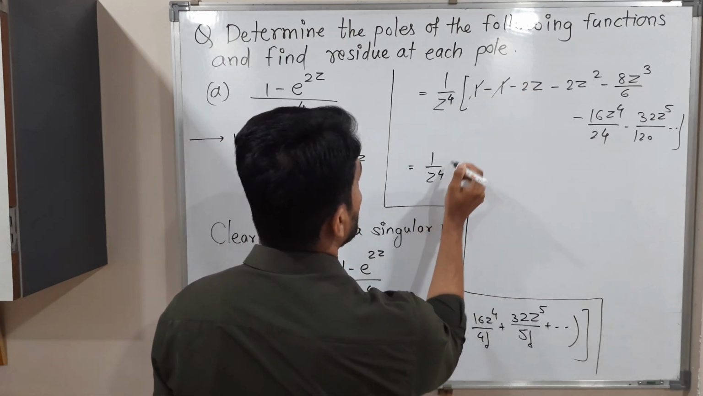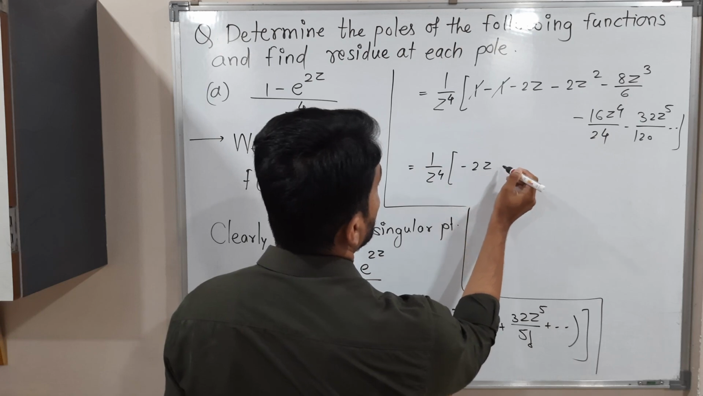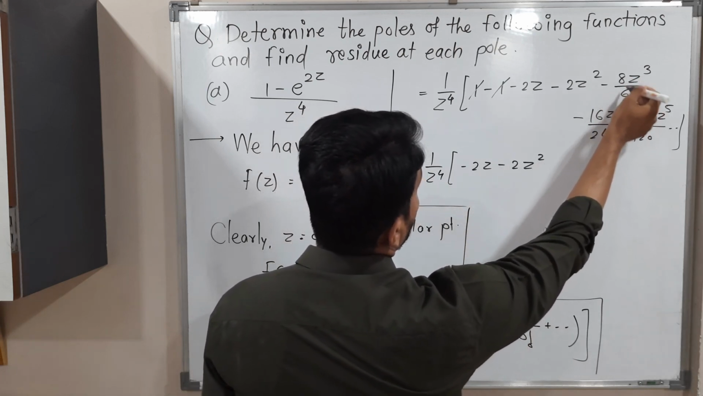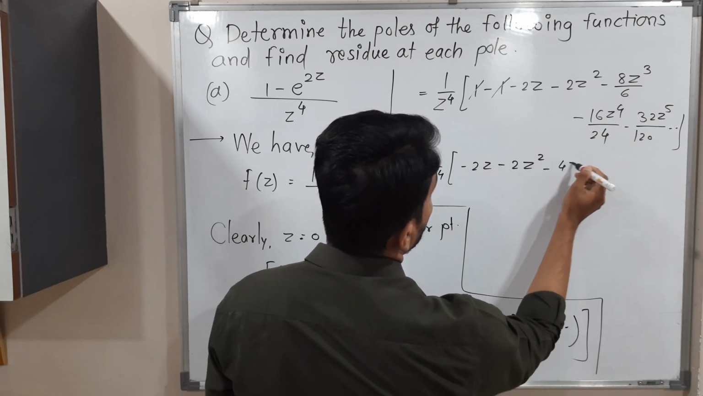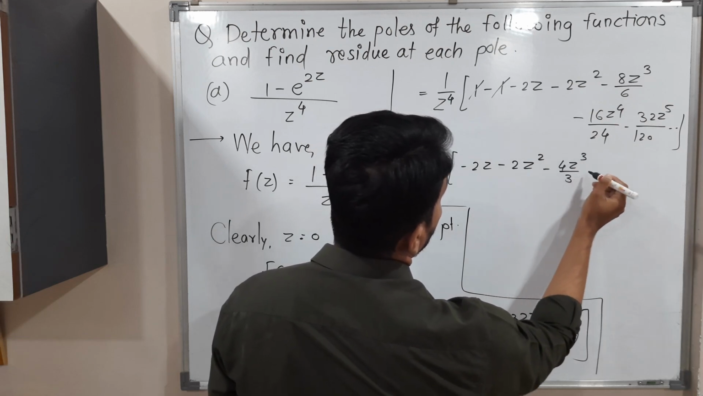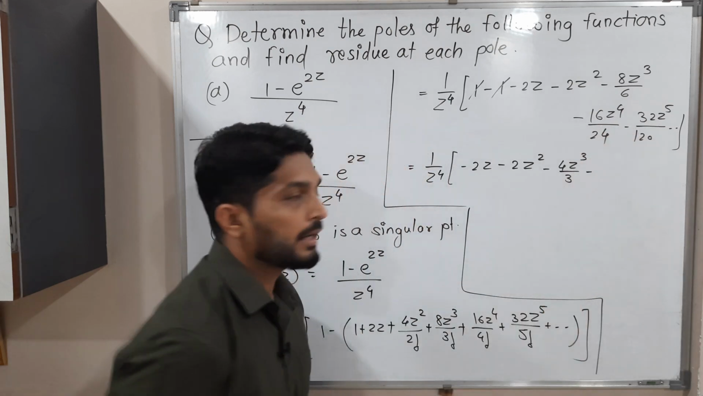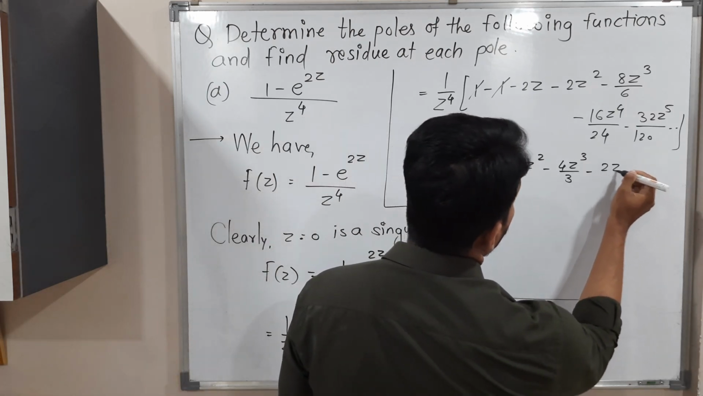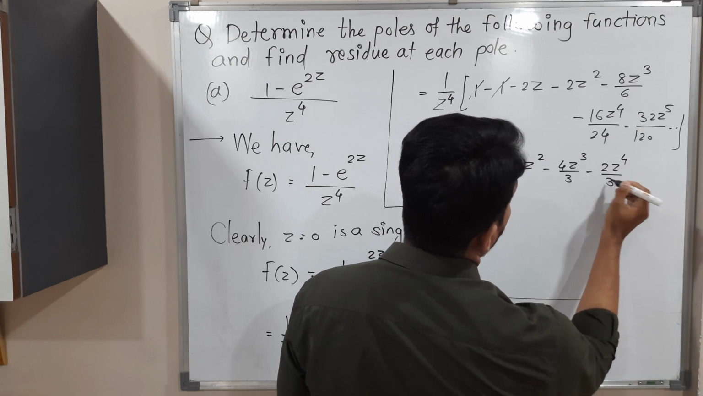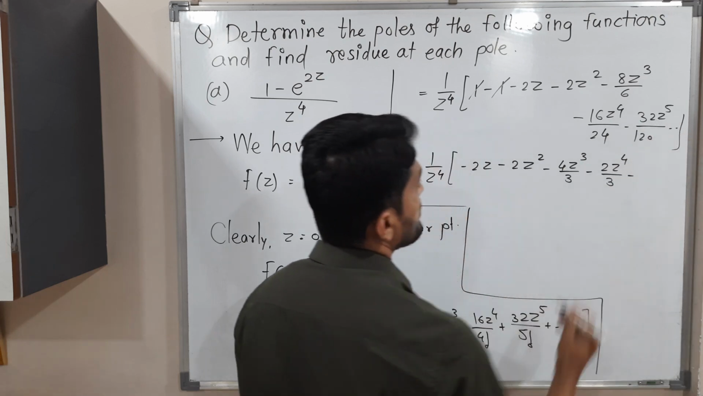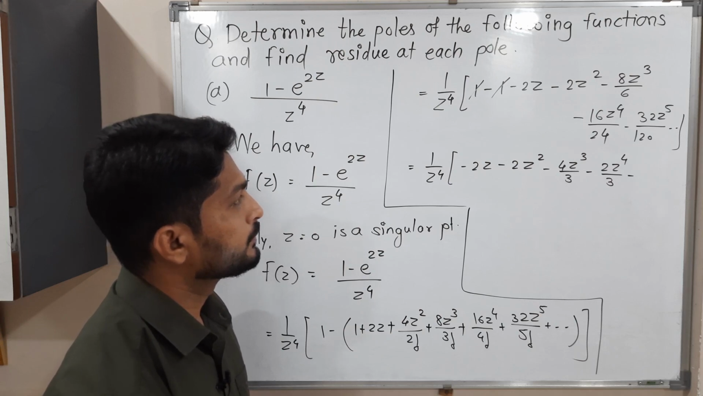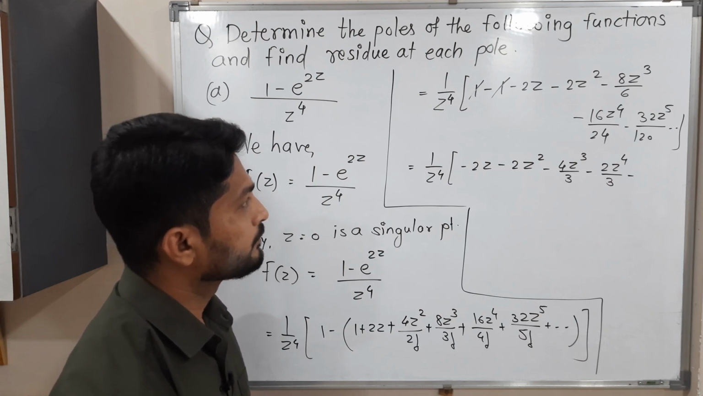1 by z raised to 4 times minus 2z, minus 2z square. Both are divisible by 2, so minus 4z cube by 3. Both are divisible by 8, so 8 2s are 16 and 8 3s are 24. Minus, both are divisible by 8.